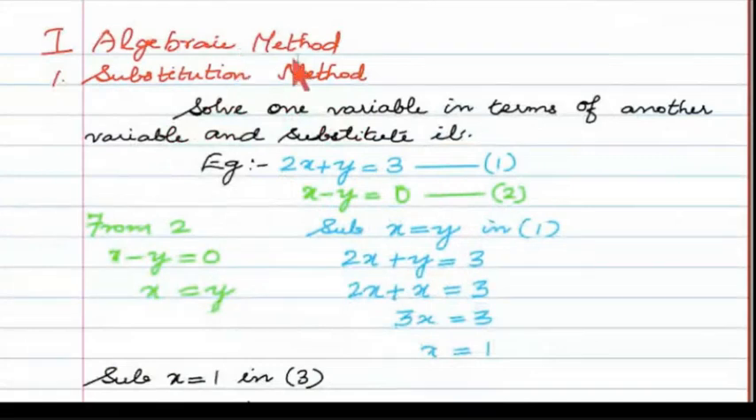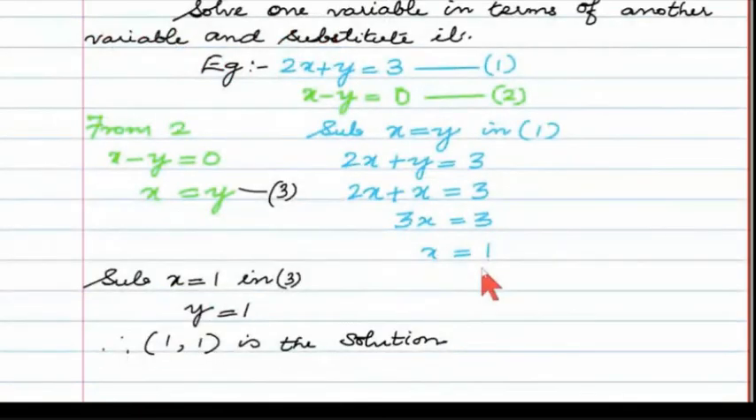The first one, algebraic method, and the substitution method. Solve one variable in terms of another variable and substitute it. So we are given two equations, 2x plus y equal to 3, x minus y equal to 0. From the second equation, x minus y equal to 0, we get x equal to y. You can substitute this value in the first equation. So 2x plus y equal to 3, with y equal to x, you will get 2x plus x, that is 3x equal to 3, so x equal to 1. And substituting the value of x, we will get y equal to 1. Therefore, (1, 1) is the solution.